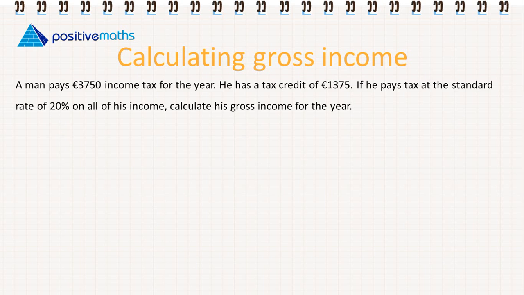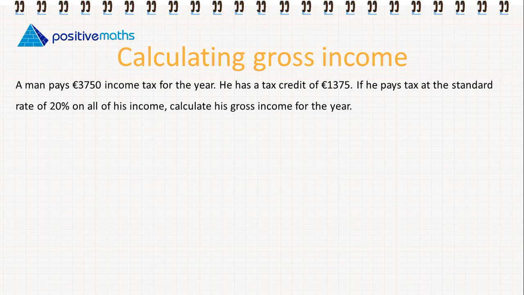A man pays €3,750 income tax for the year. He has a tax credit of €1,375. If he pays tax at a standard rate of 20% on all of his income, calculate his gross income for the year. So really we're working kind of backwards for this question.